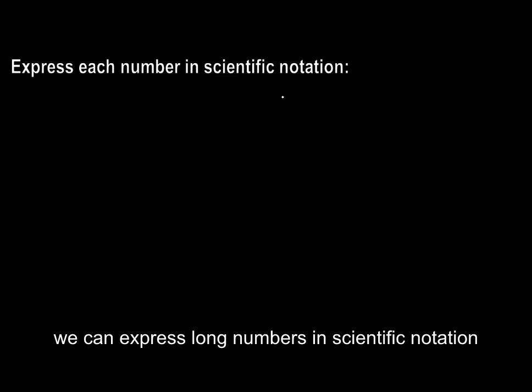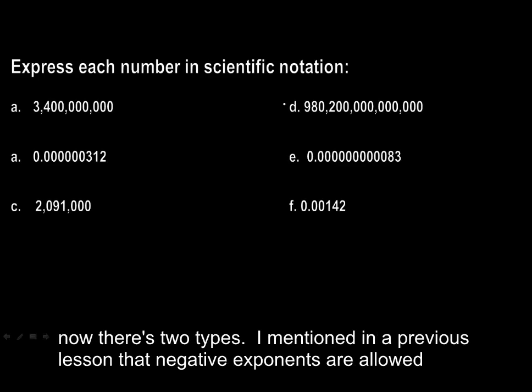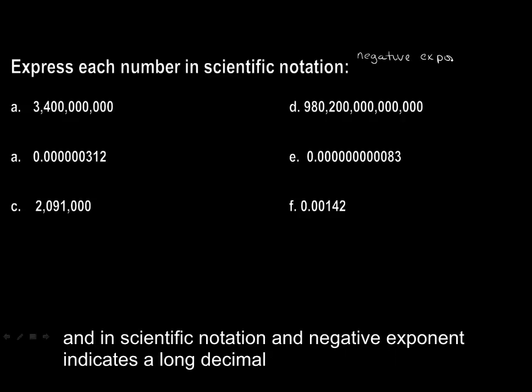We can express long numbers in scientific notation. Now there's two types. I mentioned in a previous lesson that negative exponents are allowed. And in scientific notation, a negative exponent indicates a long decimal.